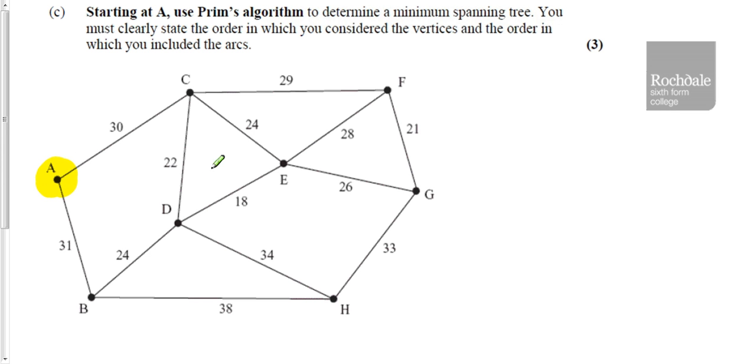Now, starting at A, the first edge I add to my minimum spanning tree is the shortest edge which connects with my current tree, and at the moment my tree is just a single vertex, which is A. So to begin with, my two choices are AC, which is 30, or AB, which is 31. Obviously, the smallest of those is AC, 30. So that's the first edge in our minimum spanning tree. So I'm going to list here AC, which has a length of 30. That's the first edge in our tree.